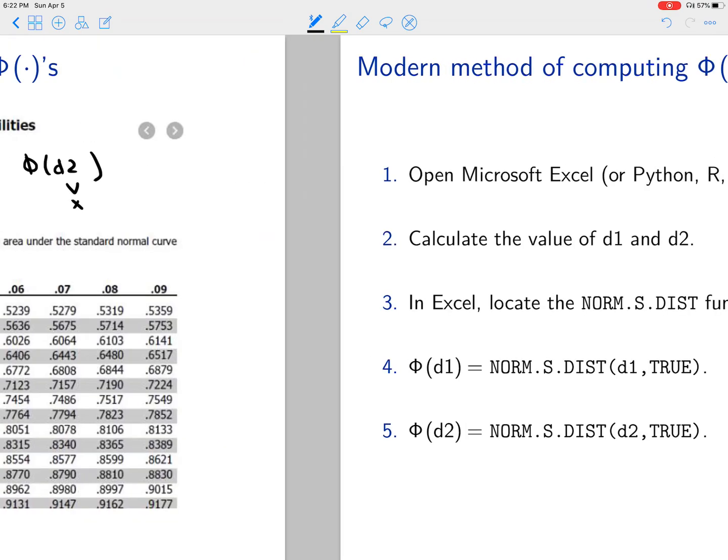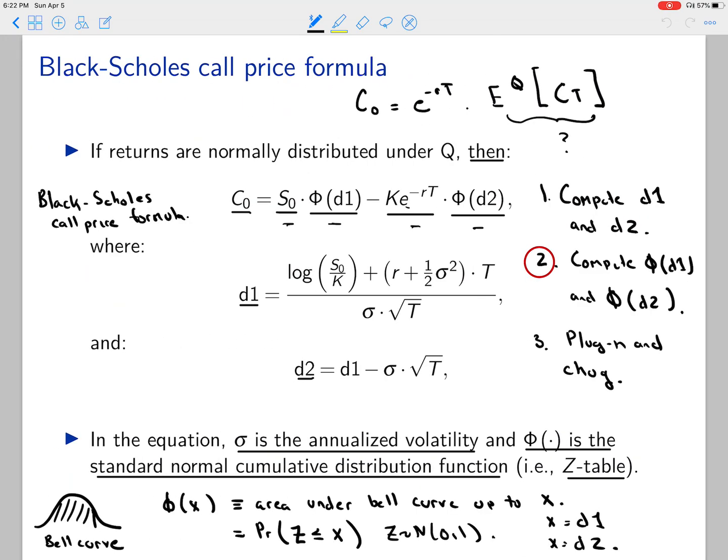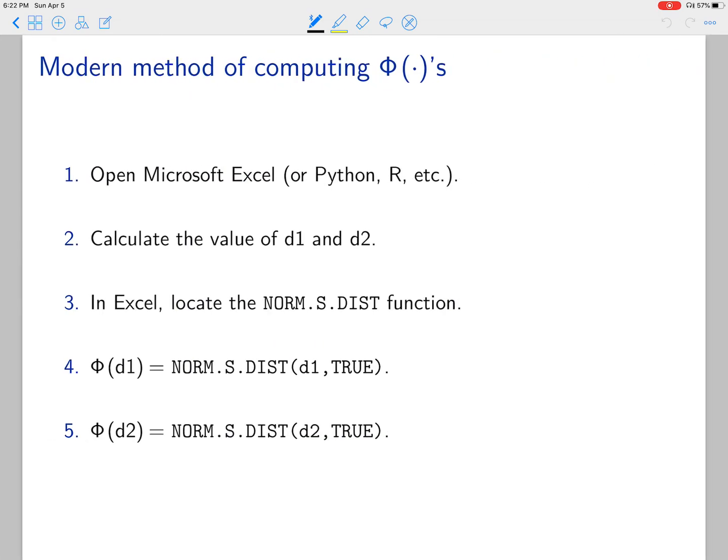to compute the phi's. That is, in the Black-Scholes equation, you're going to have the 5 inputs needed to calculate D1 and D2. You're going to calculate these maybe on your calculator or do them in Excel, doesn't matter. And once you have D1 and D2, you apply this phi function on top of them to get phi of D1 and phi of D2. The way you do this in Excel is you just use this NORM.S.DIST function. So again, you open up Excel, you calculate D1 and D2, and then you use this NORM.S.DIST function to compute the phi values.